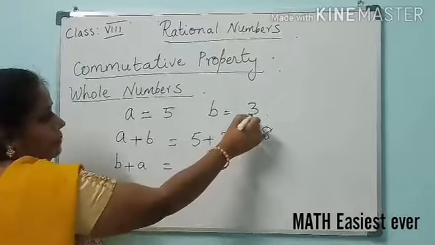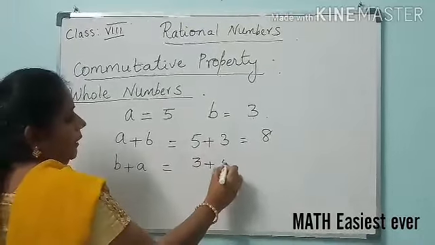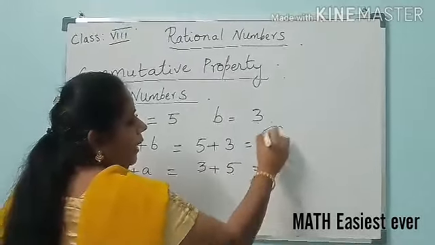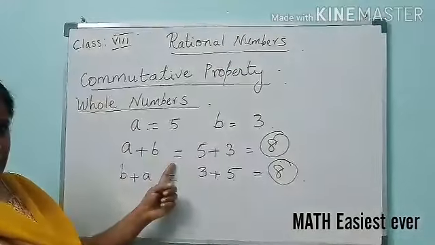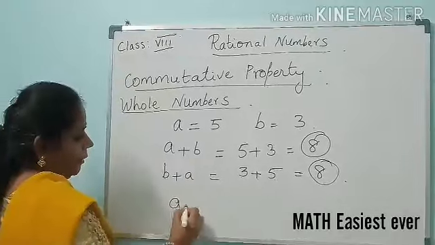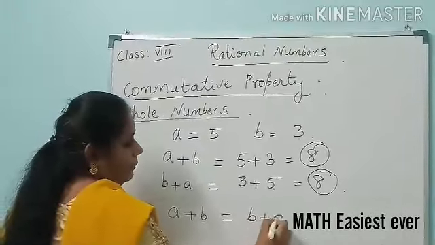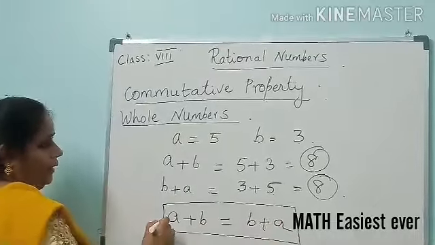Now, what is b plus a? B is 3, a is 5. So, 3 plus 5. What is 3 plus 5? That is also 8. So, what does it show? A plus b is the same as b plus a. So, a plus b is equal to b plus a. This is the commutative property.